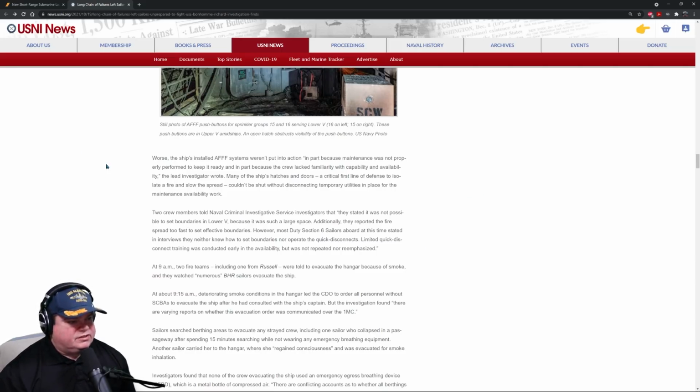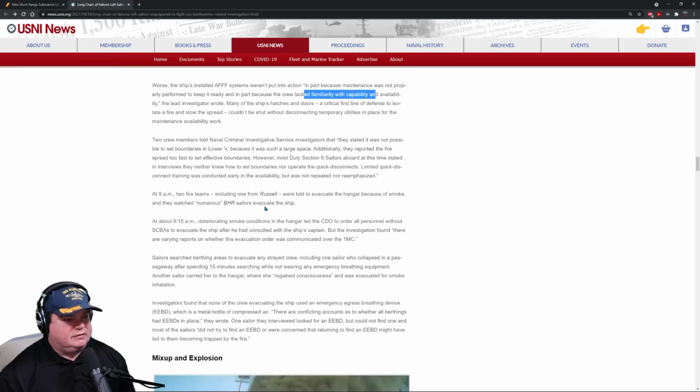Okay, anyway. Worse, the ship's installed AFFF systems weren't put into action, in part because maintenance was not properly performed. Oh boy, someone's going to Captain's Mast for that one. And keep it ready. In part because the crew lacked familiarity and capability and availability. So they didn't know how to use it if it worked anyway. Everybody's at fault. There's no excuse for that.